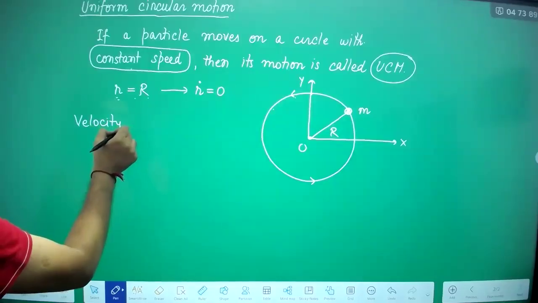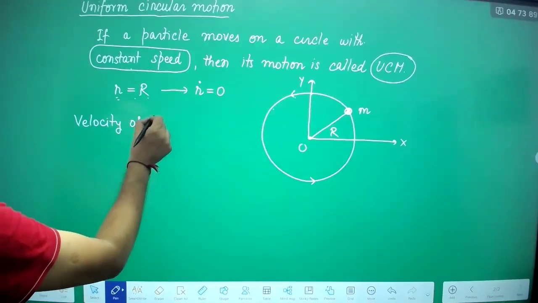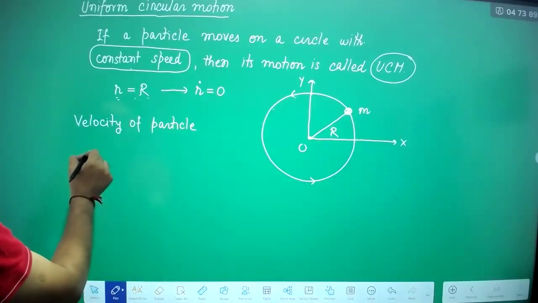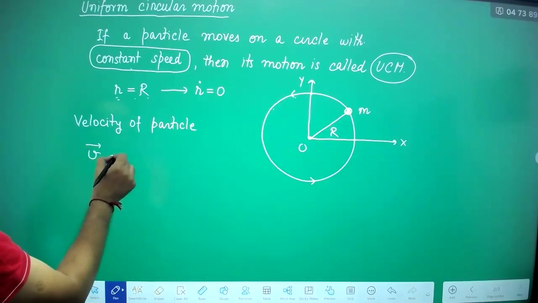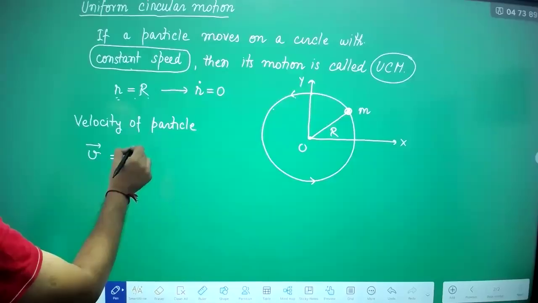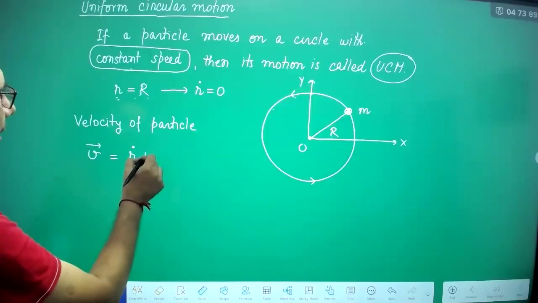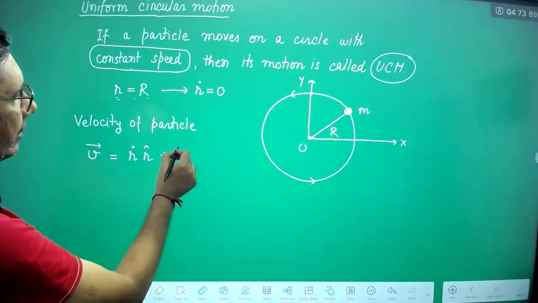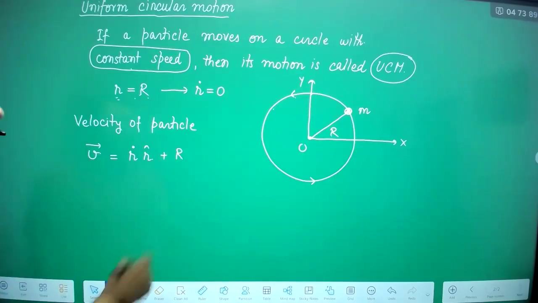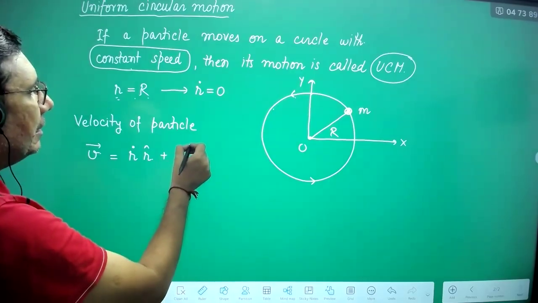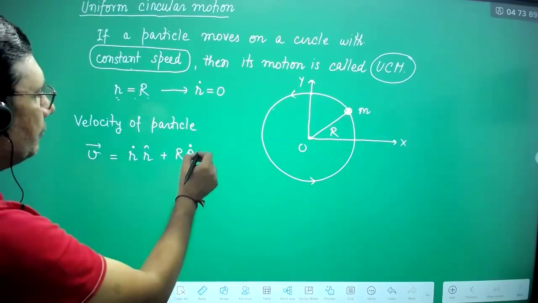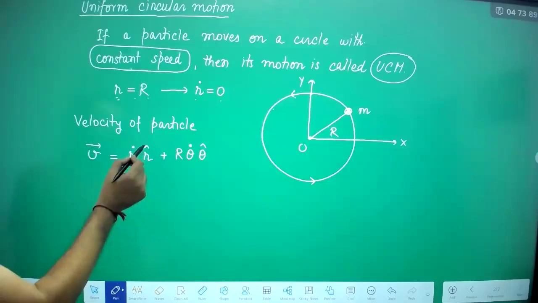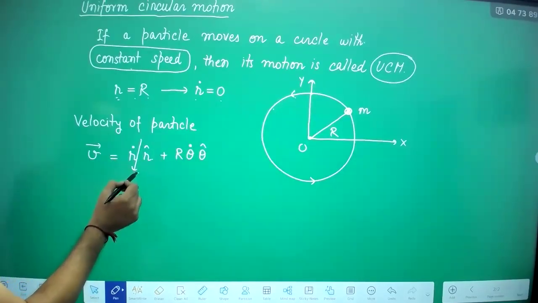So what will be the velocity? Velocity expression is v vector, and this will be r dot r cap in polar coordinates, plus r, small r is equal to capital R, and this will be theta dot. Theta dot is the angular speed, and this will be theta cap. Now r dot is 0, so automatically this component will be 0.